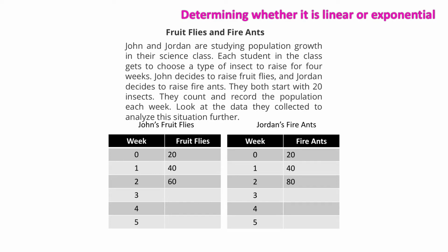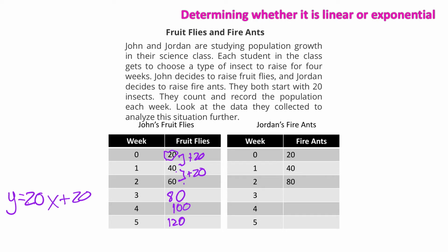So if we look at John's fruit flies, we see that on week 0, he started with 20. Week 1, he ended up with 40. And week 2, he had 60. So what did we do here? We added 20. So to continue the table, it would be 80 on week 3, 100 on week 4, and 120 on week 5. The equation, if we were to write an equation from this, would be, this is our y-intercept, so we would have y, and our slope would be 20, 20x plus 20.